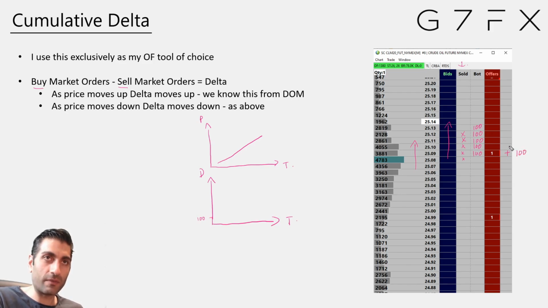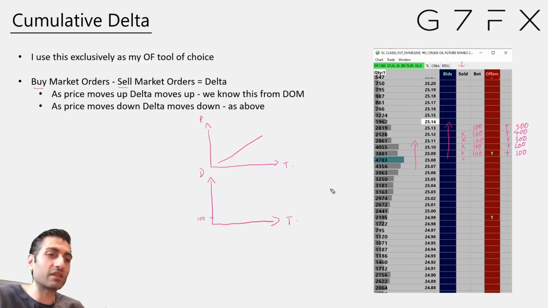Plus 100. Then cumulative delta is just adding the deltas, right? So that's another plus 100. 100 plus 100 is what? 200. Plus 300. Plus 400. Plus 500. Would you agree? It's taken that many contracts to move the market up. So delta's moving with the market, right?